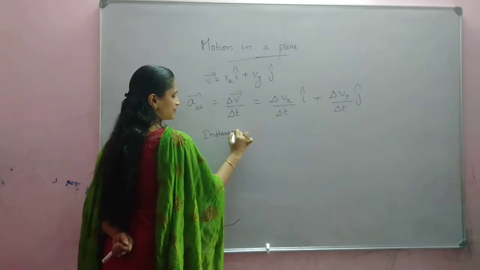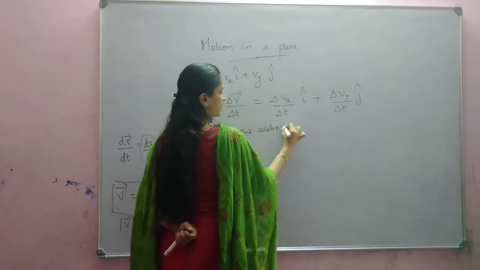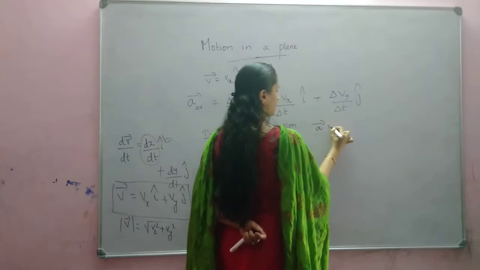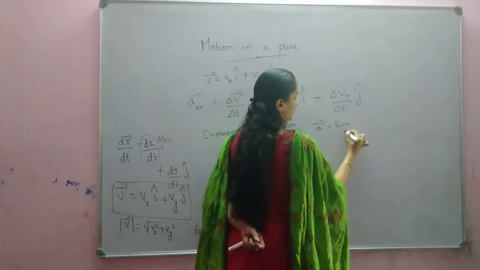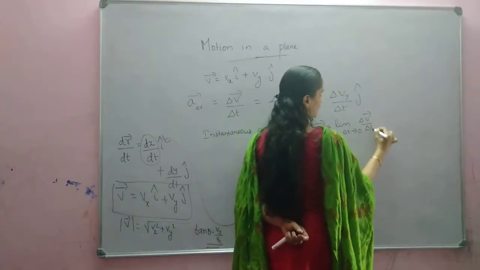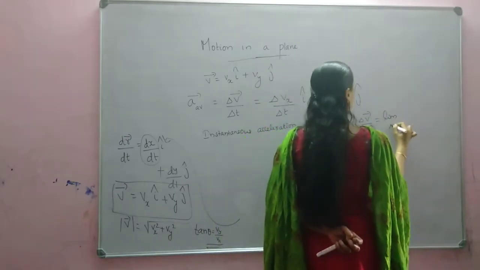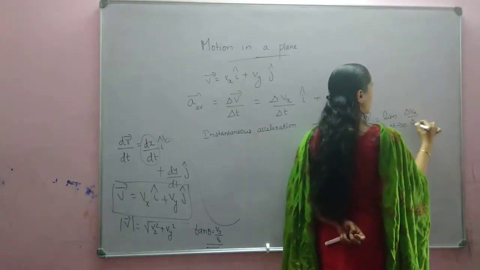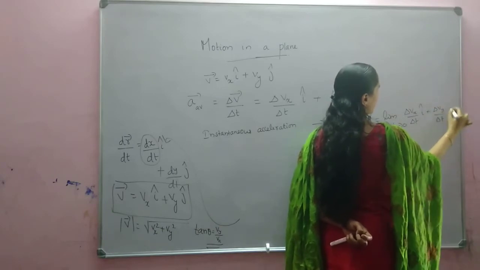So instantaneous acceleration can be written as vector A is equal to, so we are writing limit delta t tends to 0, delta v by delta t, when the time interval becomes very small. Or we can write limit delta t tends to 0, delta vx by delta t i cap plus delta vy by delta t j cap.